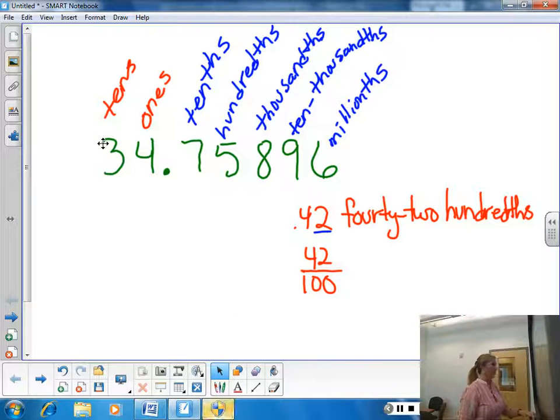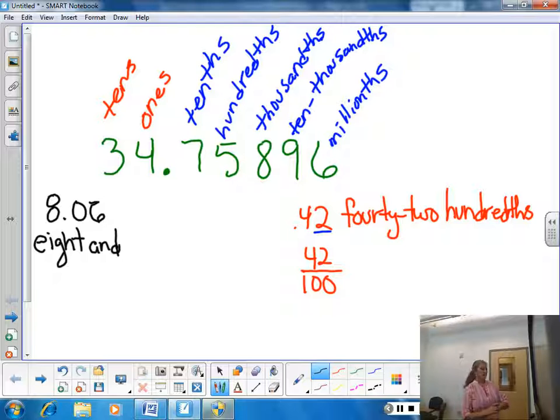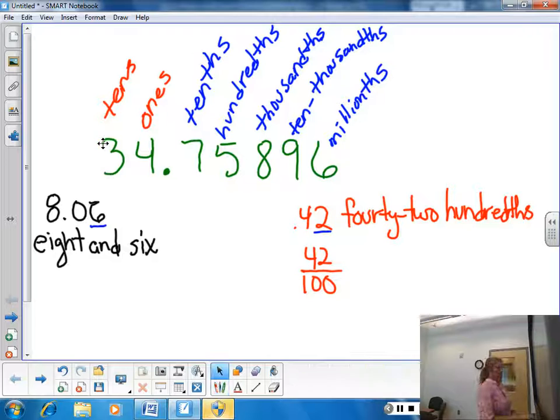So, what if you have something like this? 8.06. Well now, the 8 is a whole number, and I just say that like normal, so that would be 8. When you see the decimal point, you're translating that into words, you use the word and. So 8 and. And then you have 6. 6 what? Well, you look to where the last digit ended. It ended in the second place. And the second place is hundredths, so it's 6 hundredths.